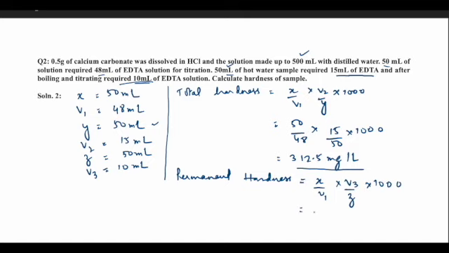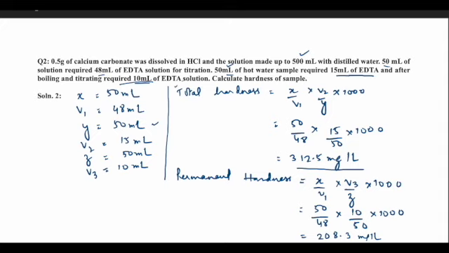X is 50 over V1, which is 48, into V3, which is 10, over Z, which is 50, into 1000. So that comes out to be how much? It comes out to be 208.3 milligrams per liter, or 208.3 ppm.